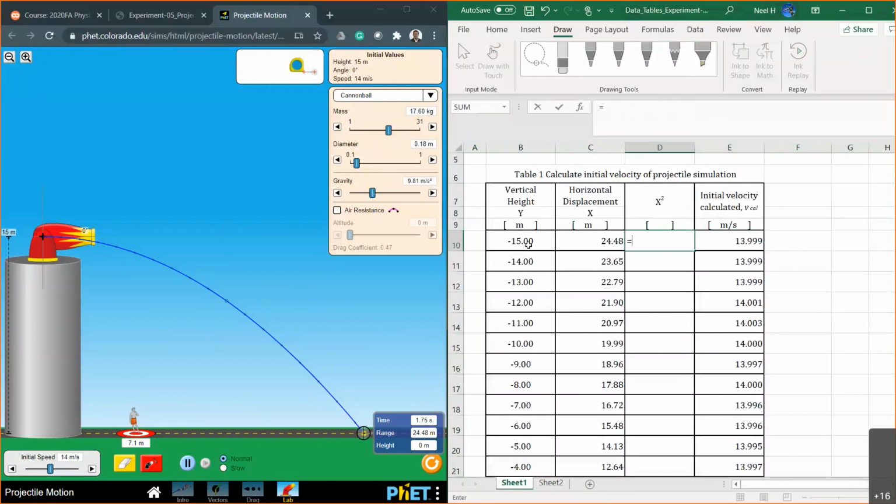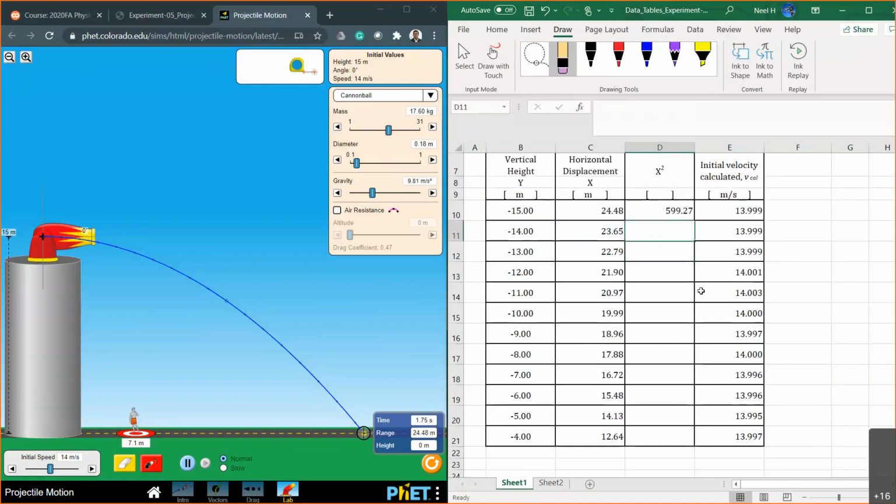Let's make the x squared column first, right? For the x-axis power, type the equal sign, cell number C10, power is the hat, shift and number 6, then 2, right? Power 2. And then click and drag. Okay, then we have x squared.